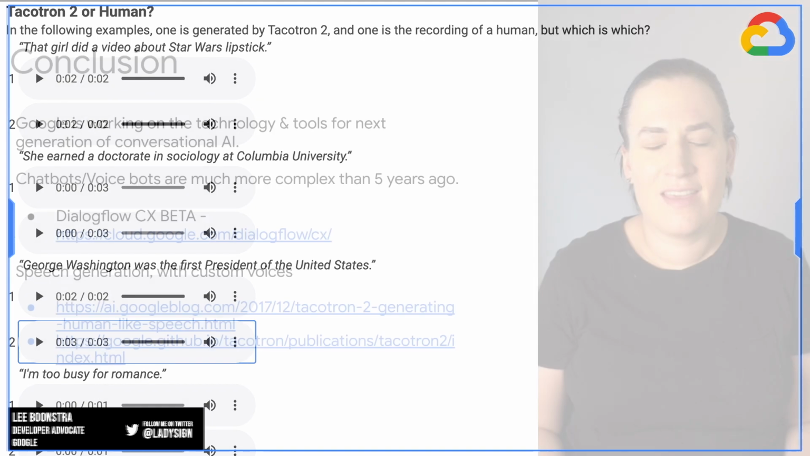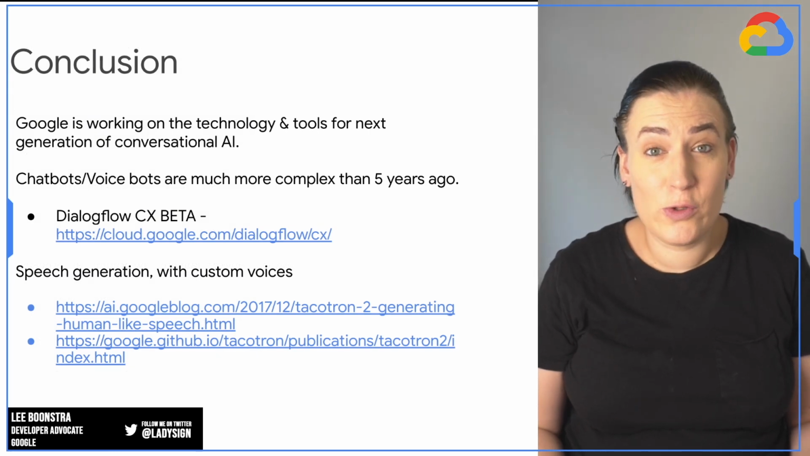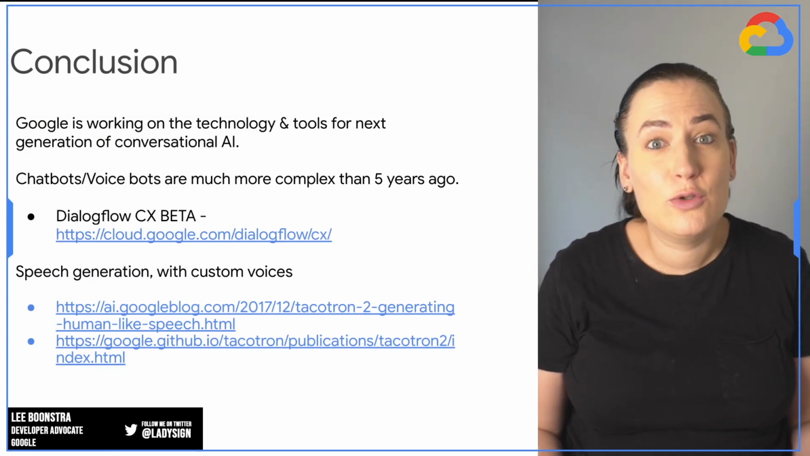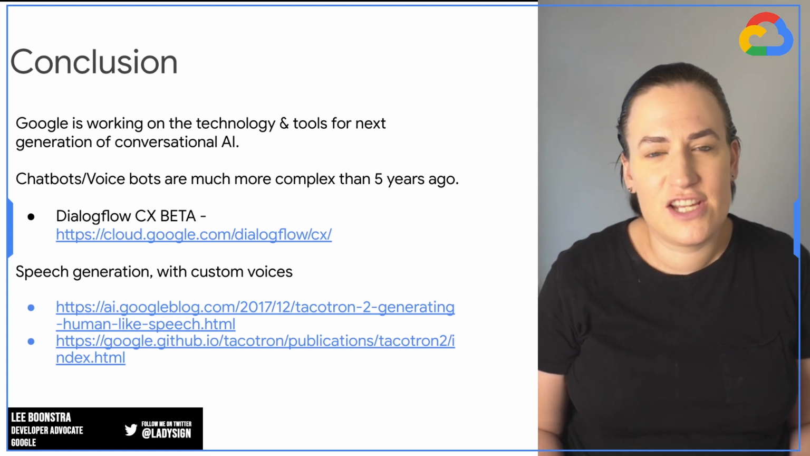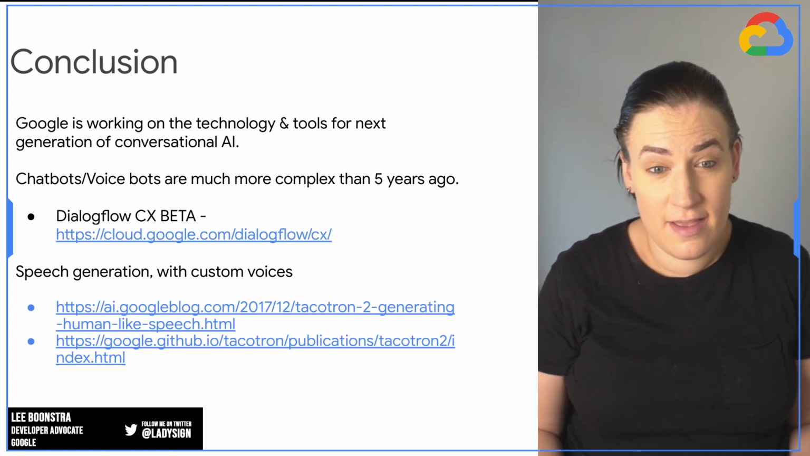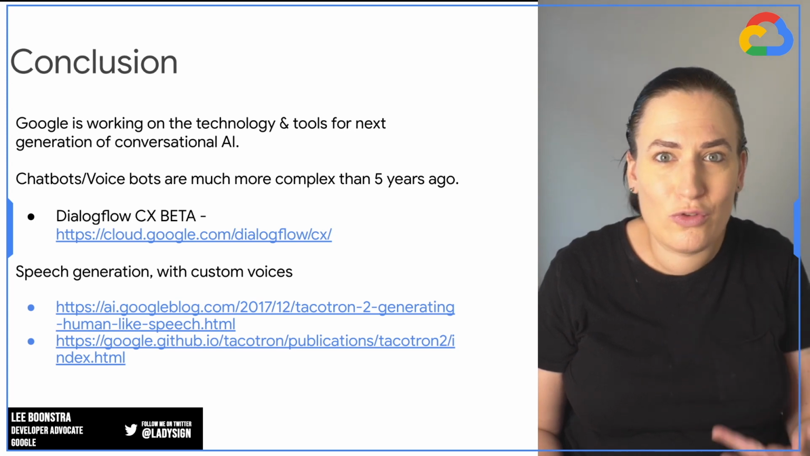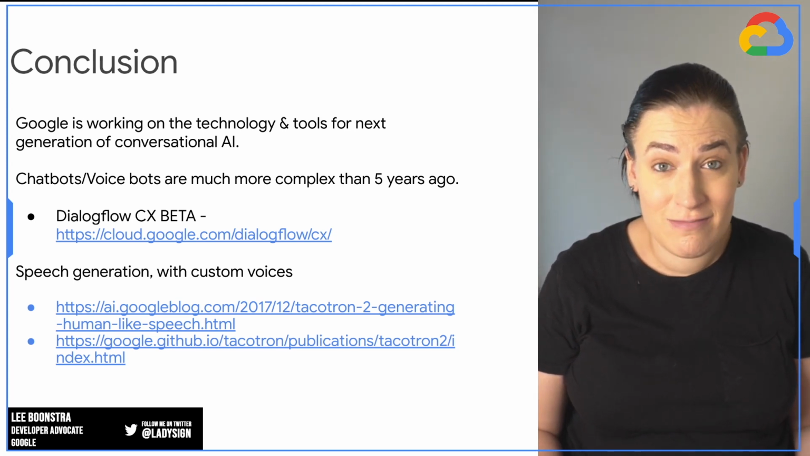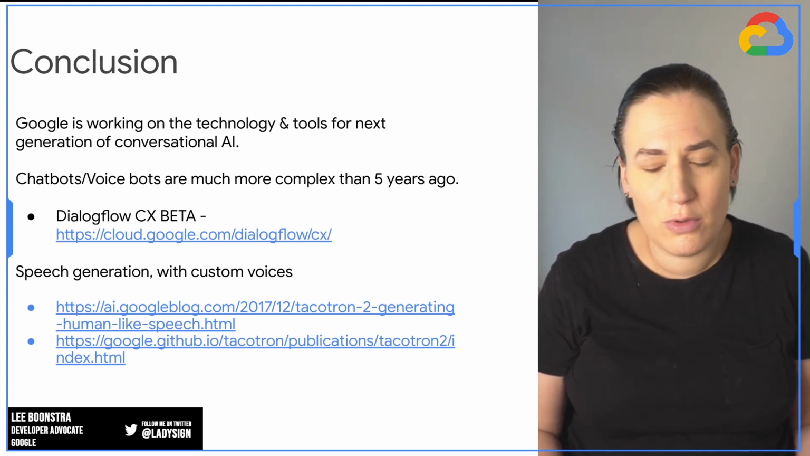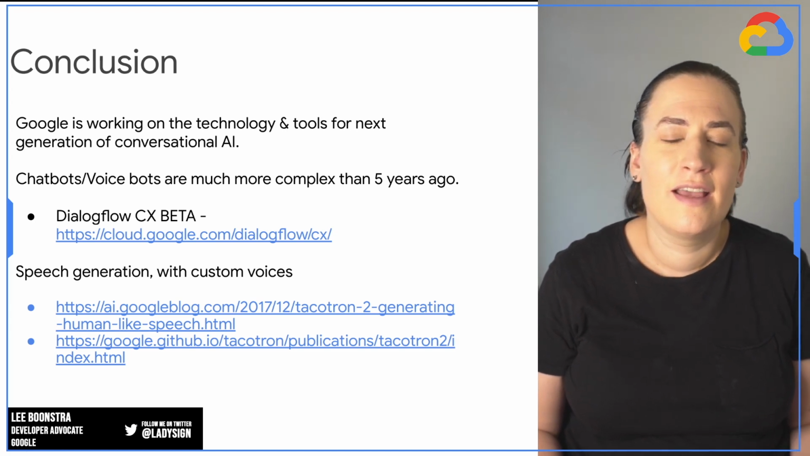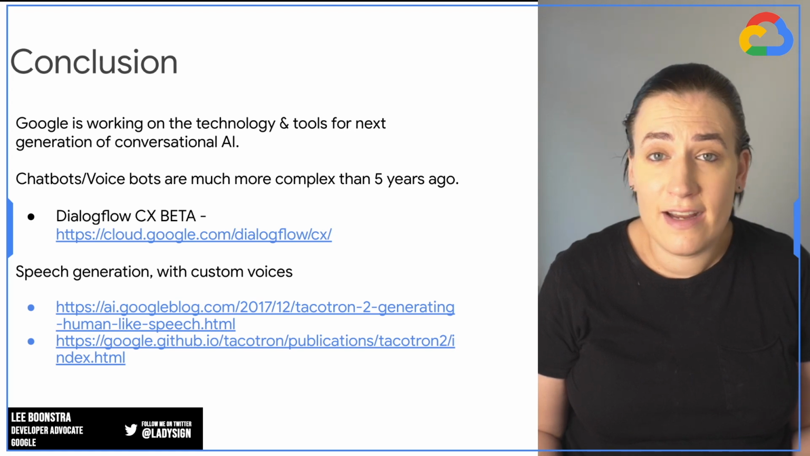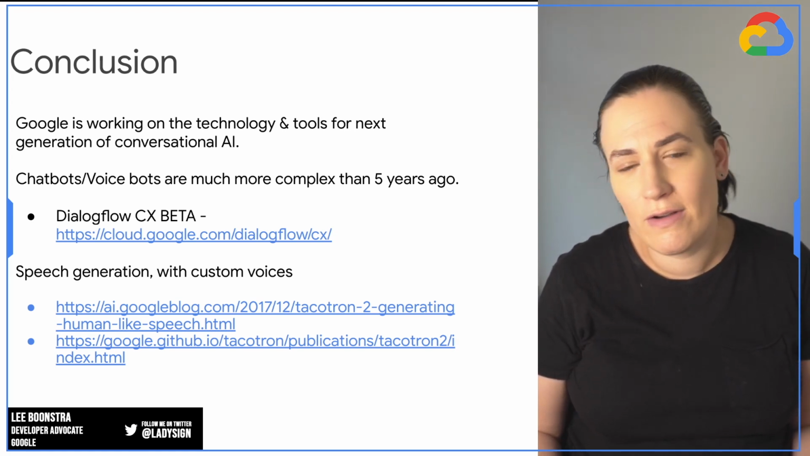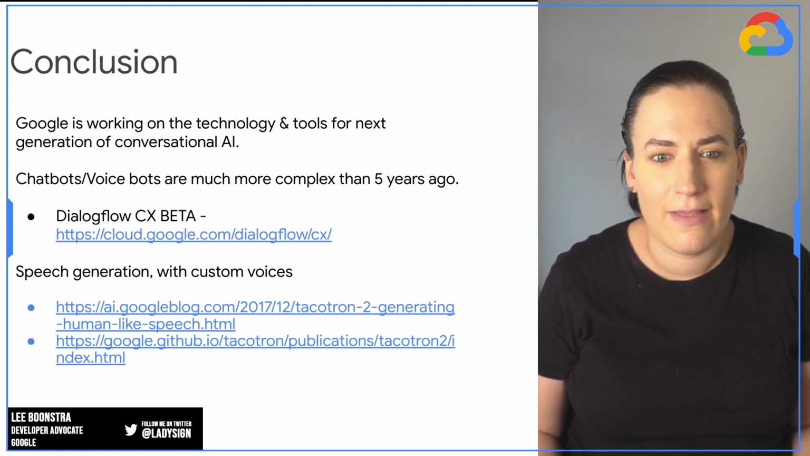Cool, isn't it? Yes, and this brings us to the conclusion for today. As you have seen, Google is working a lot on new technology and tools for the next generation of conversational AI. And we talked about tools for creating interaction, building chatbots, building voice bots or bots for contact centers. And as we now know, chatbots aren't where they were 5 years ago. No, it's much more complex than back then.